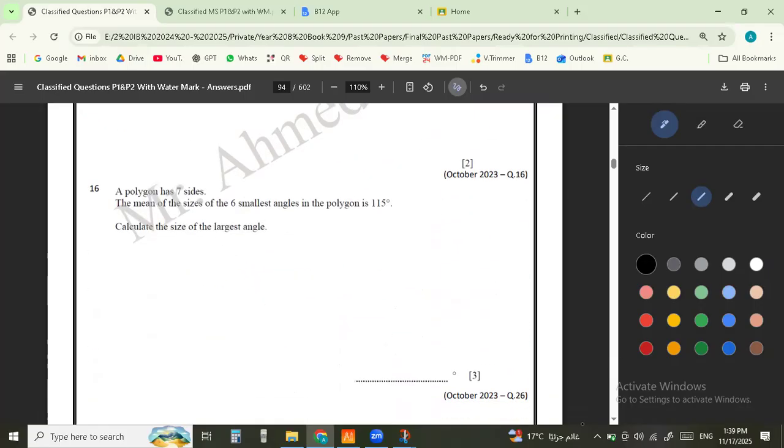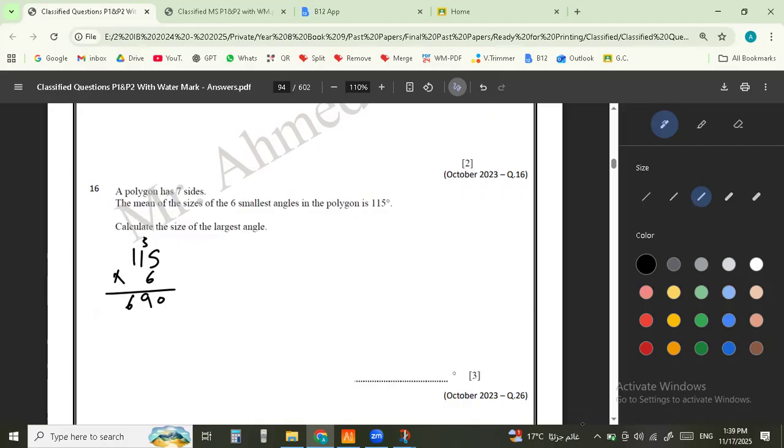A polygon has 7 sides. The mean of the sizes of the 6 smallest angles in the polygon is 115, which means each one of them is 115 degrees. The mean size, that's what they said. So each one of them is 115 degrees. But the 6, all of them are what? So I'm going to do 115 multiplied by 6. 6 times 1 is 6 and 3 is 9. Then here you got 690. The 6 angles are 690 degrees.